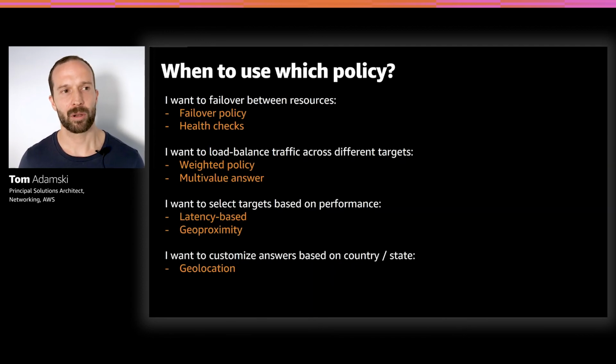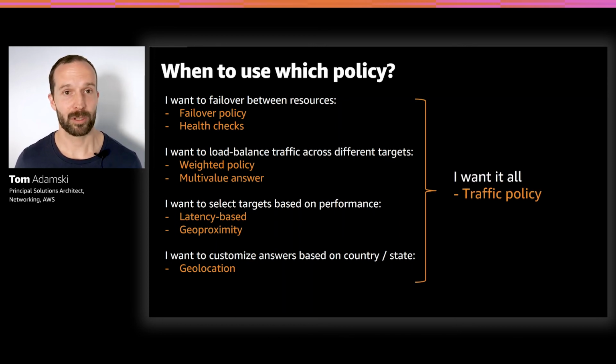So summarizing the policies, if you want to failover between resources, use the failover policy and health checks, and actually use health checks everywhere. If you want to load balance across different environments, think about weighted policy or multi-value answer. If you want to select targets based on performance, that's latency-based routing or geoproximity. And finally, if you are just making a decision based on the country or continent of the resolver, that's where you use geolocation.